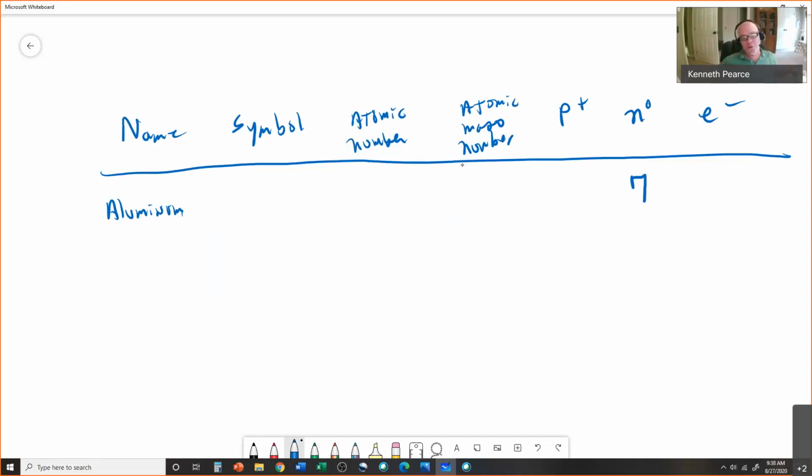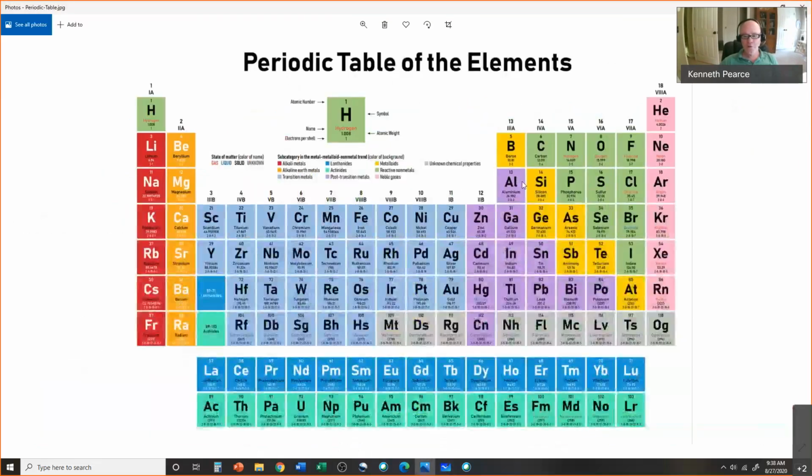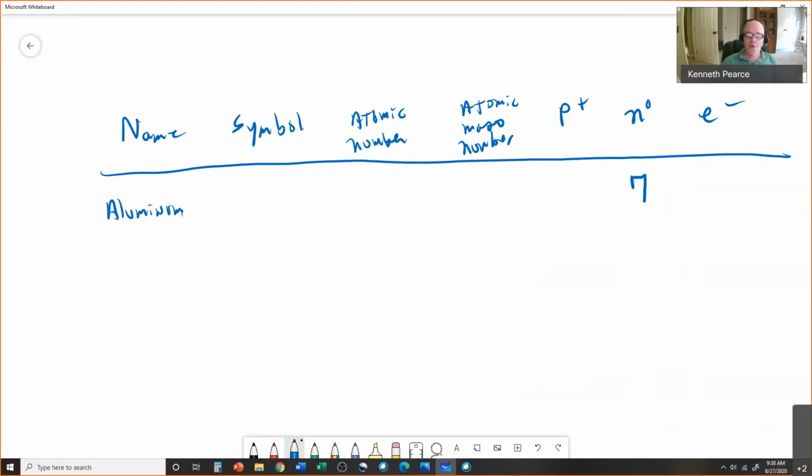Now with this information here, I can fill in the entire table with just our periodic table. If I look at my periodic table, I see aluminum. There's aluminum, Al, element number 13. And since it's element 13, it must have 13 protons. Element number 13 has 13 protons.